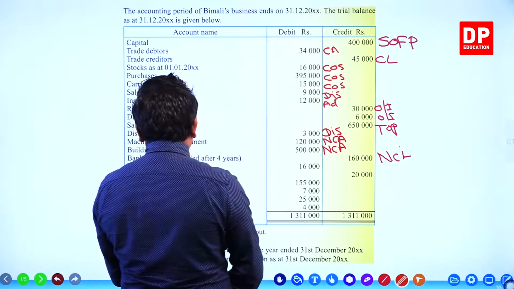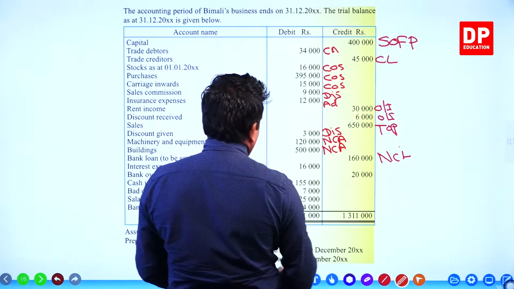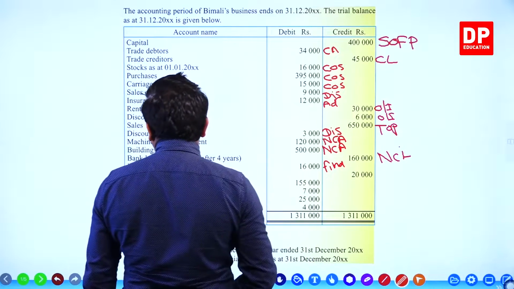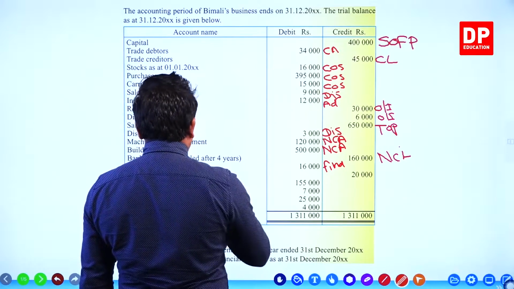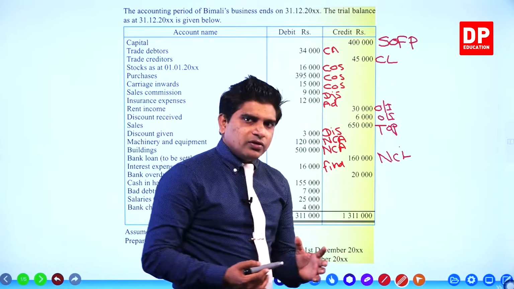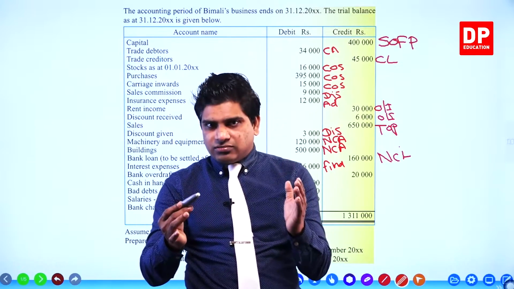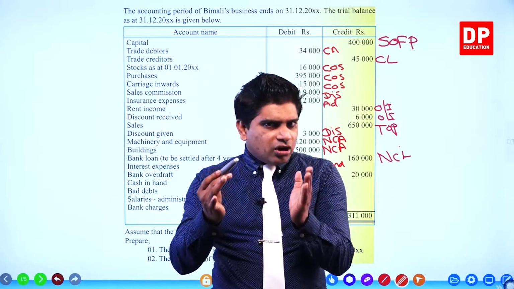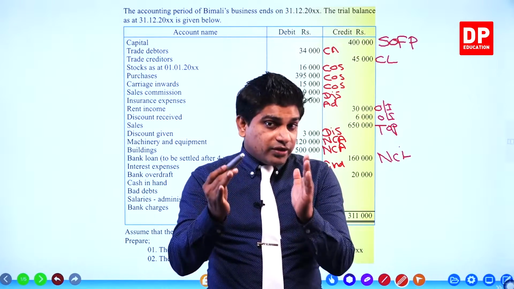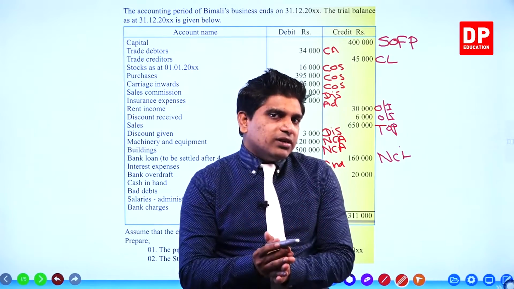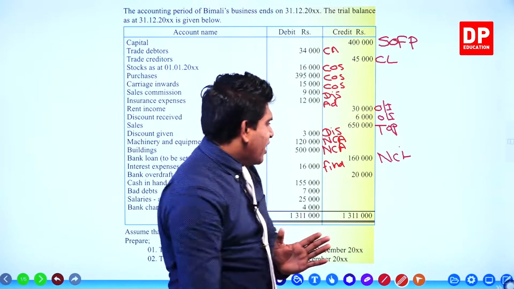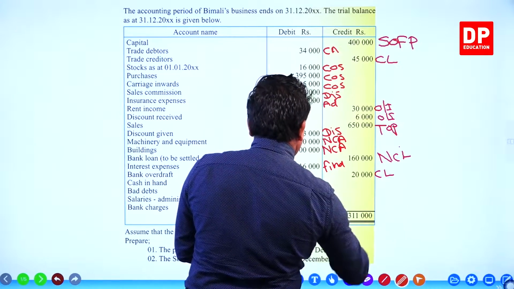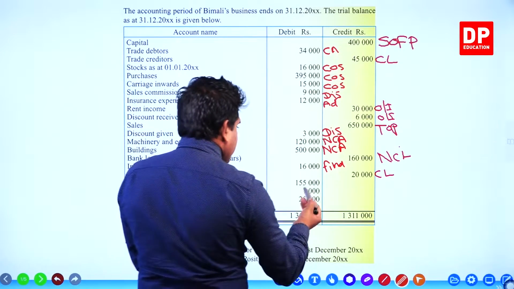Non-current liability. Interest expense, yeah, it's a financial expense. Then bank overdraft, you know the bank overdraft. Overdraft means you have to pay short term. The bank will allow a short term loan for you if you have a current account, right? It's a short term liability. Where? Current liability, right? Overdraft, current liability, CL.